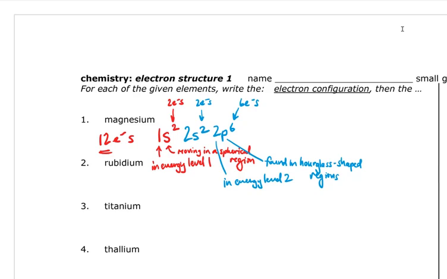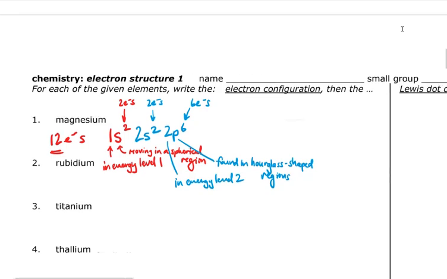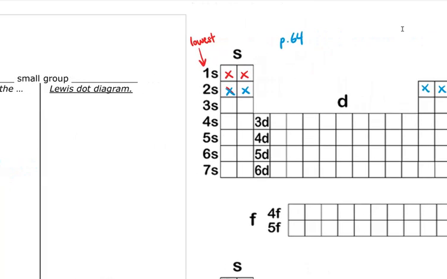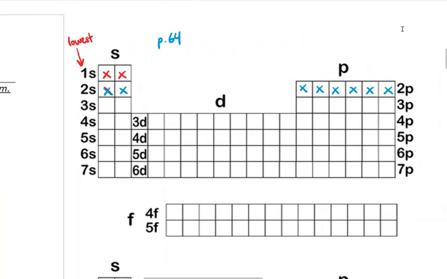2p6. Now that takes care of 2 and 6 electrons. That's 10. I'm almost done, but I've got 2 more. So where do those last 2 go in my periodic table? If I jump back over here to my periodic table, I've got 2 more to go. That row is finished.